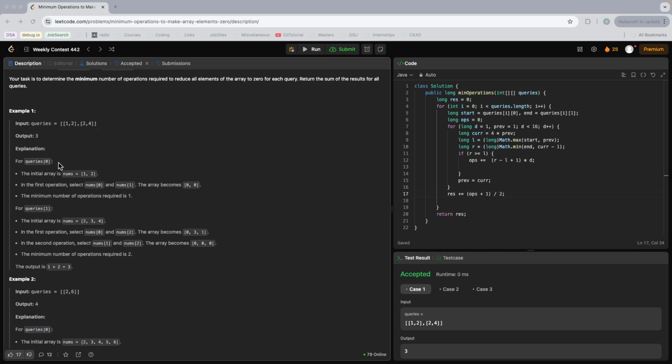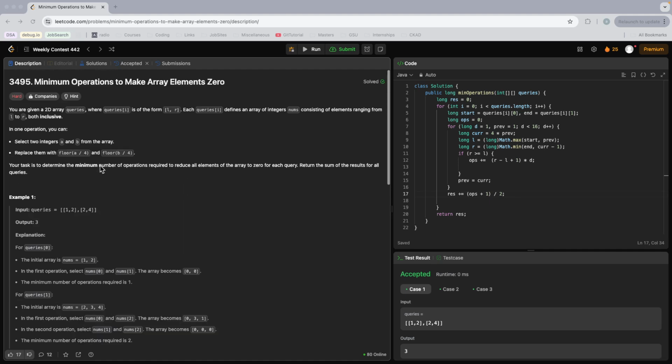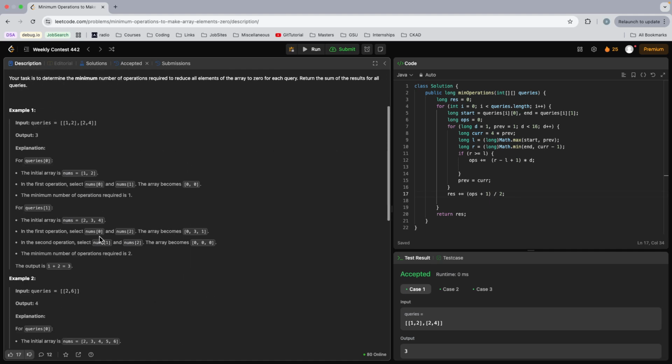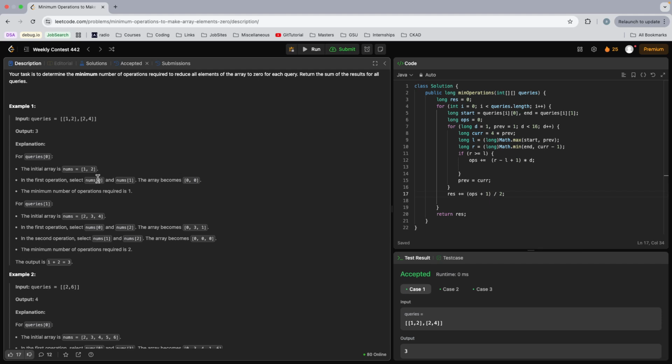Queries [1, 2] and [2, 4]. For query 1 to 2, there's just two elements. 1 by 4 is 0. 2 by 4 is 0. You can take both of them because you can select two elements from the array in one operation. So you take both 1 and 2, divide them by 4 and take the floor value, which is 0. So this reduces to [0, 0] in one operation.